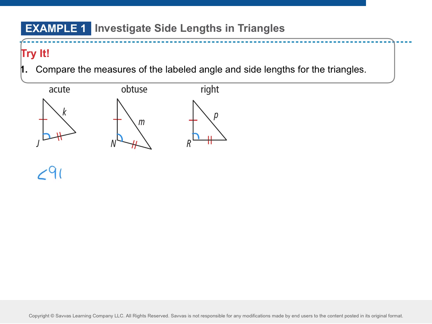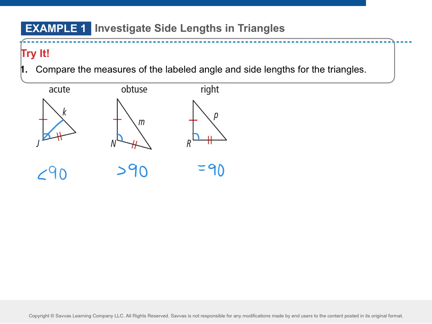Okay. So acute, what does acute mean? It's less than 90. What does obtuse mean? Greater than 90. What does right mean? It equals 90. Okay. So acute, since J is an acute angle, is K a big side or a small side? Small. Okay. So if the angle is small, so is the opposite side.